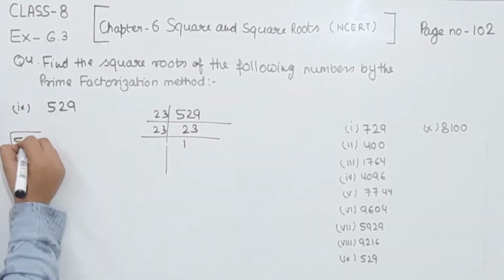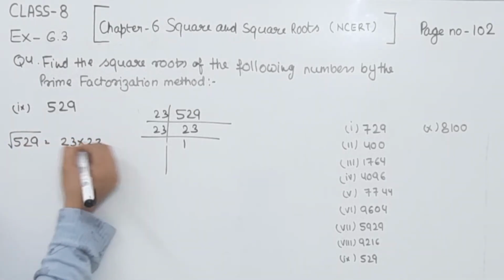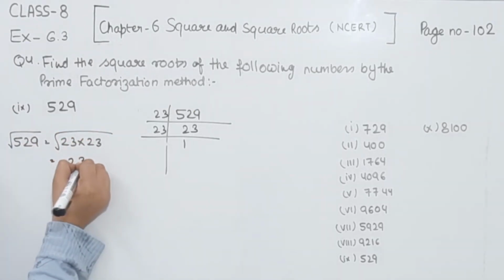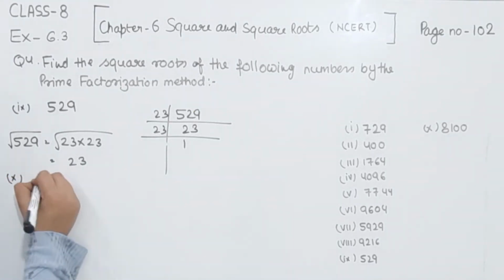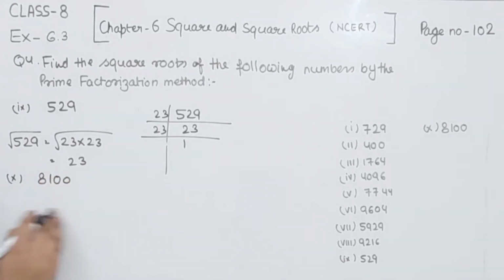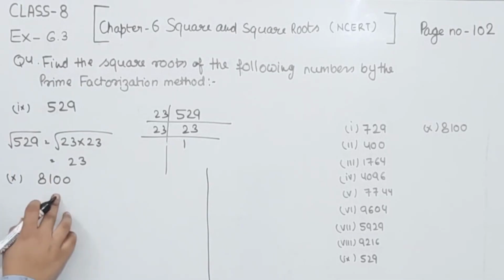So the root 529 is equal to 23 multiplied by 23. So 1 will come out. That means the square root of 529 is equal to 23. Now comes to the last part, the part 10. The number we are having is 8100.